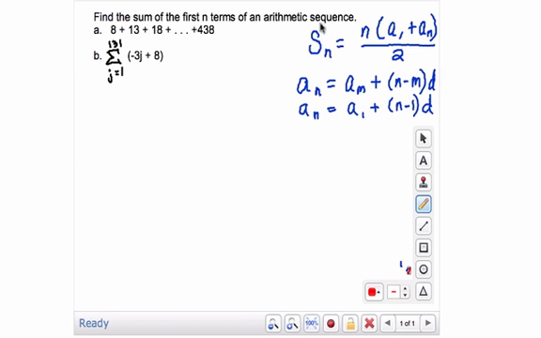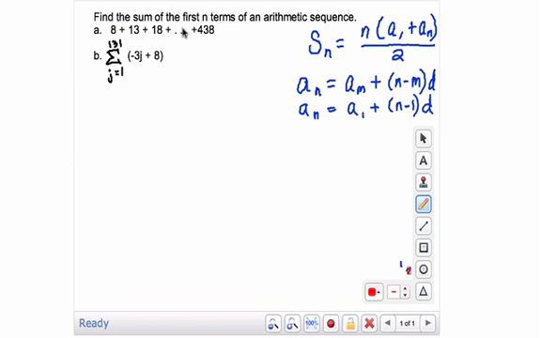Instead, go ahead and use this formula. And this formula only works for arithmetic sequences. So if you want to find the sum of 50 terms, n would be 50, and you'd replace it here. You'd take your first term and your last term and divide that by 2. And that would give you the sum of all the numbers.